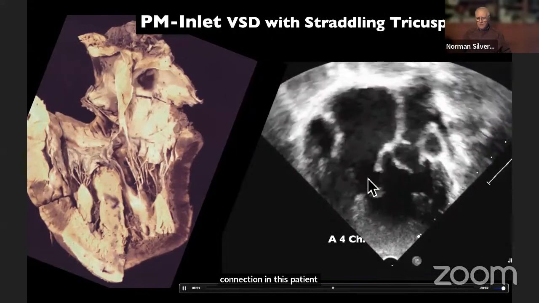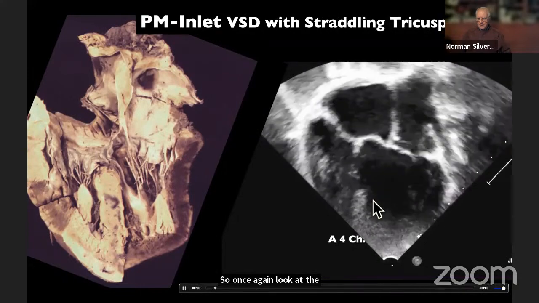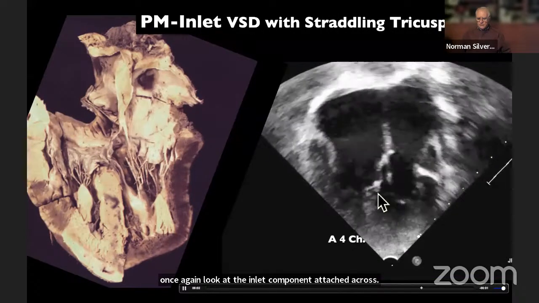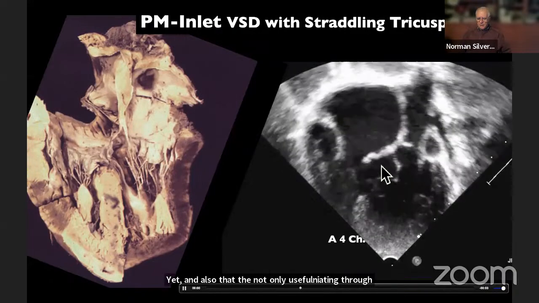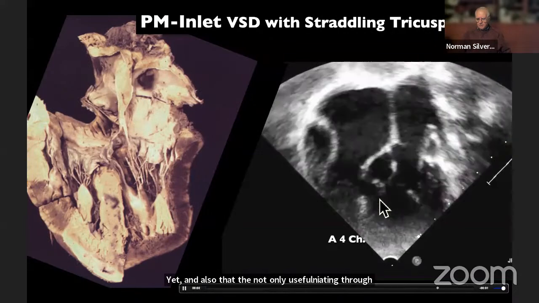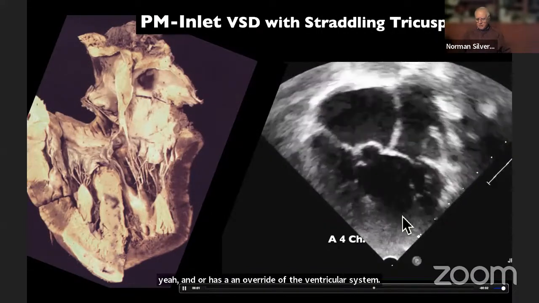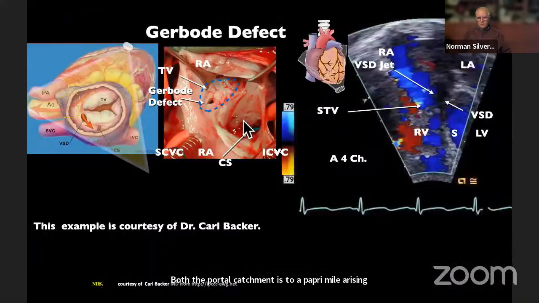So once again, look at the inlet component attached across here, and also that the tricuspid valve not only is herniating through here or has an override of the ventricular septum, but the caudal attachment is to a papillary muscle arising within the right ventricle.